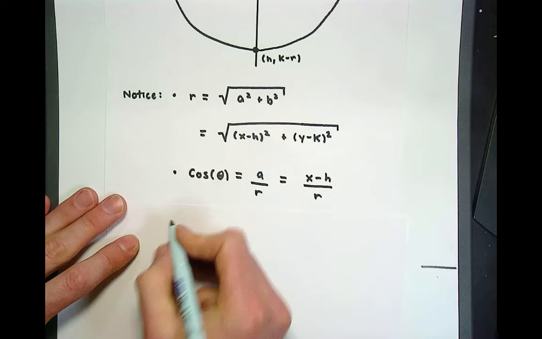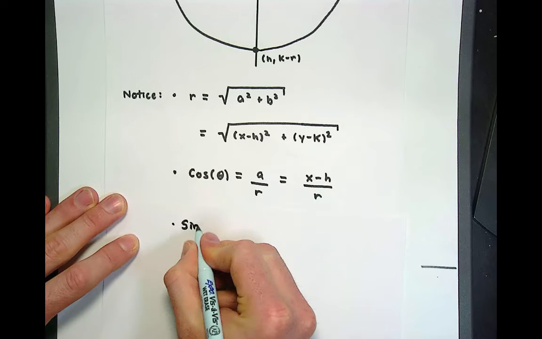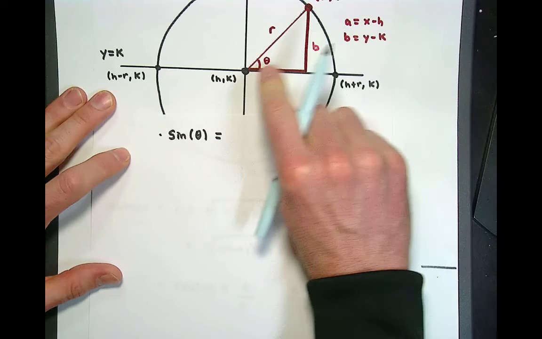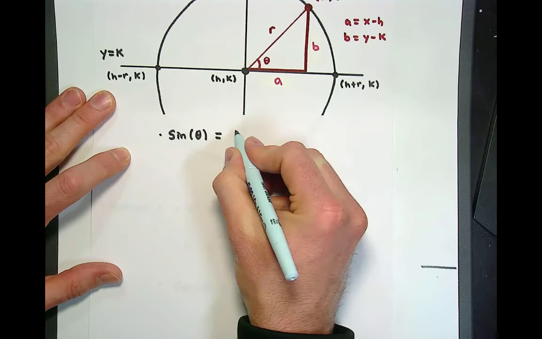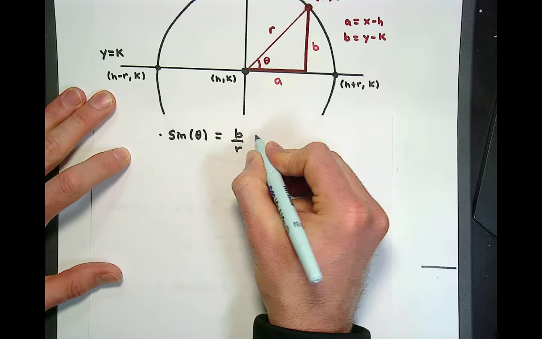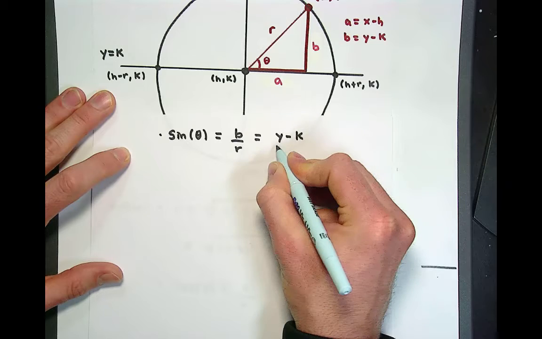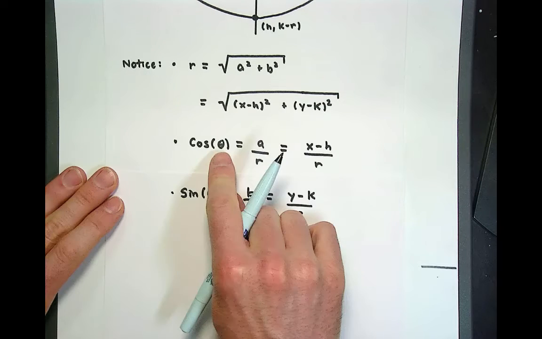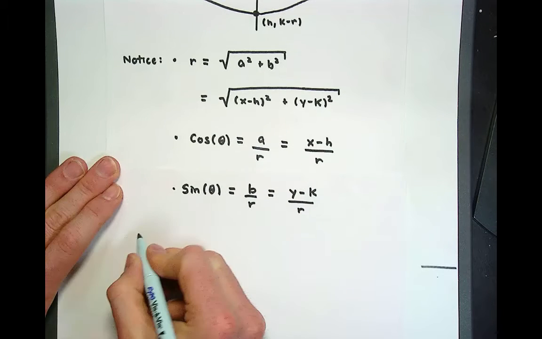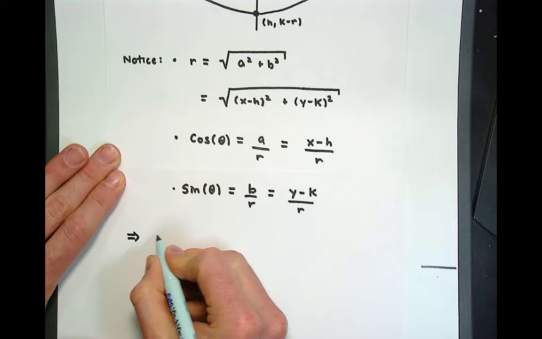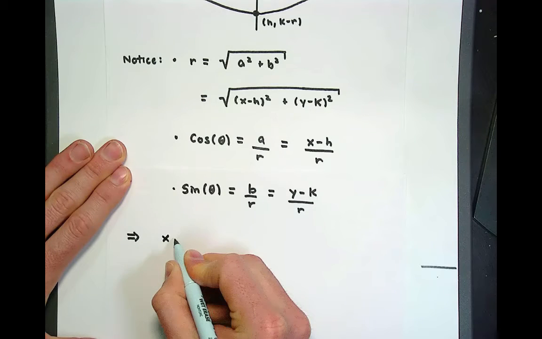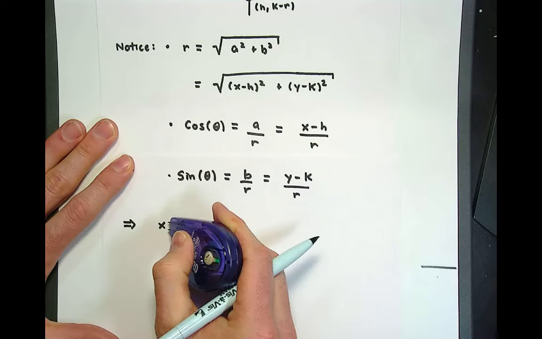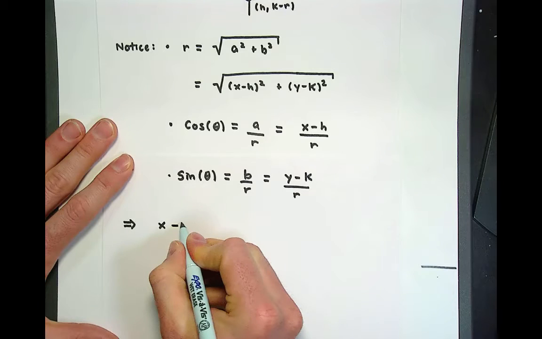And then finally, the sine of theta would be, well, maybe we need to actually see this. It would be opposite over hypotenuse. So this would be b divided by r, which of course is y minus k divided by r. And the moment we have these two equations relating cosine and sine and x and y, we can actually start to generalize: any point on our circle will satisfy the relationships governed by this particular equation.